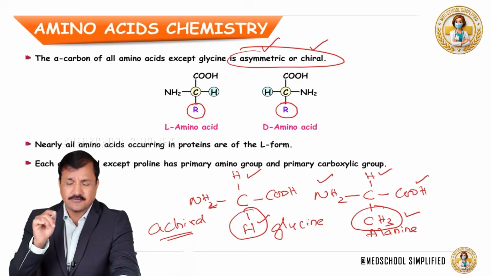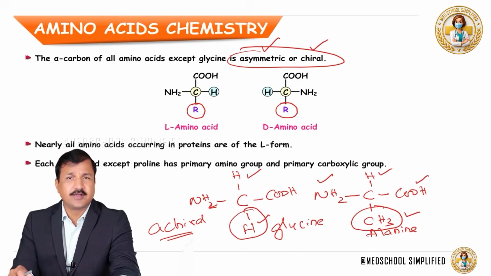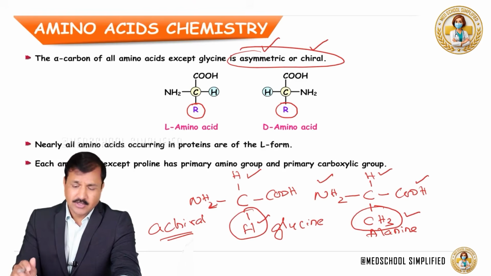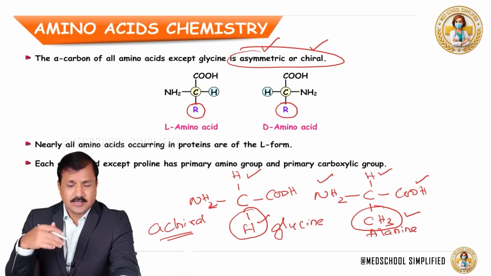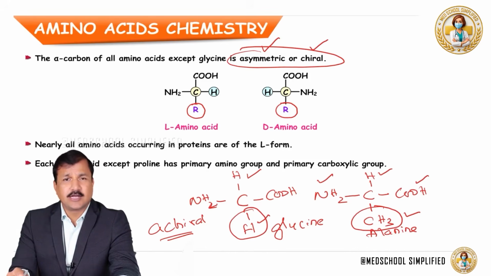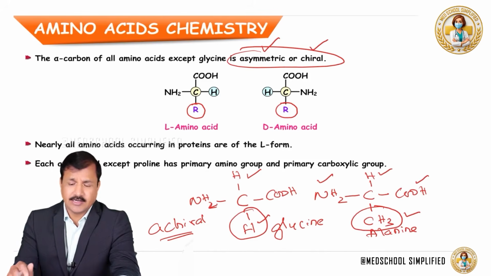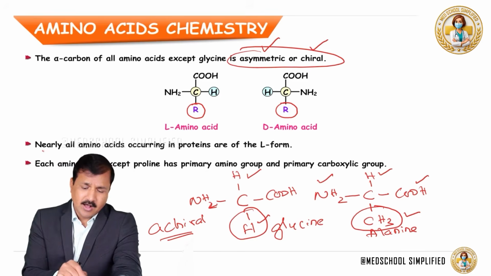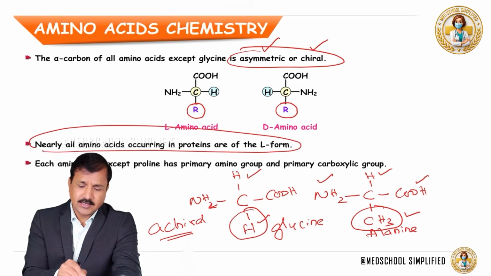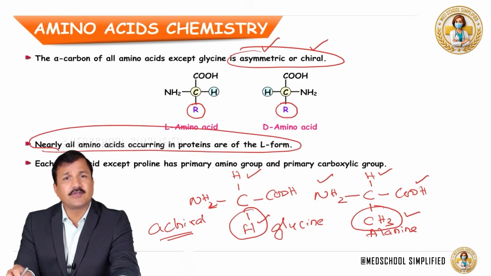So the alpha carbon is attached with different groups. Now amino acids can be classified depending on their rotation of plane-polarized light in solution into L-amino acids, which are levorotatory, and D-amino acids, which are dextrorotatory. Nearly all amino acids occurring in mammalian proteins are of the L form.